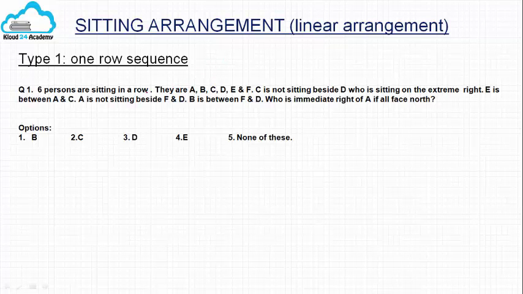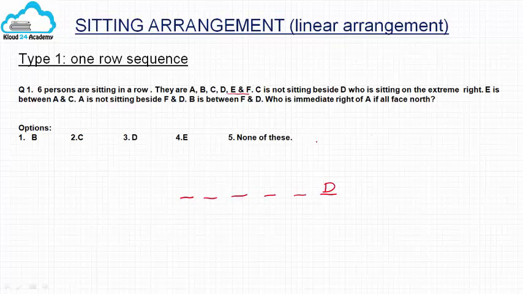6 persons are sitting in a row. They are A, B, C, D, E and F. C is not sitting beside D, who is sitting on the extreme right. So we know there are 6 persons in a row: 1, 2, 3, 4, 5 and 6. Who is sitting on the extreme right? D.